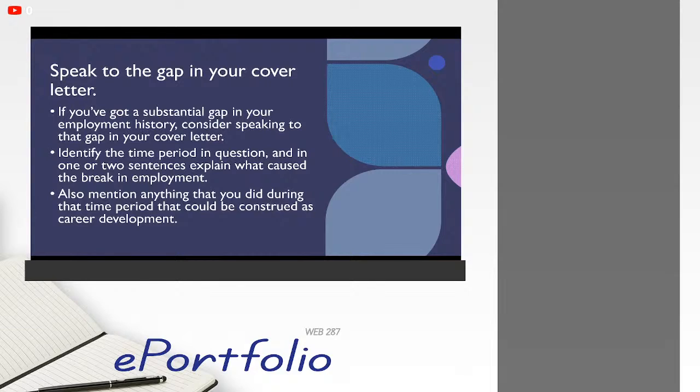So when we talk about speaking to the gap, you want to make sure you're identifying the time period in question, and in one or two sentences explain what caused the break in employment. And again, you don't have to go into great detail here.